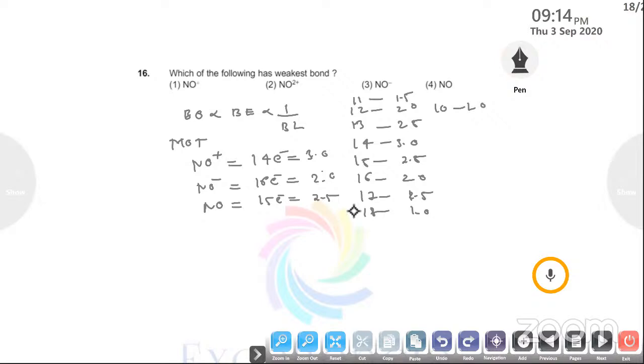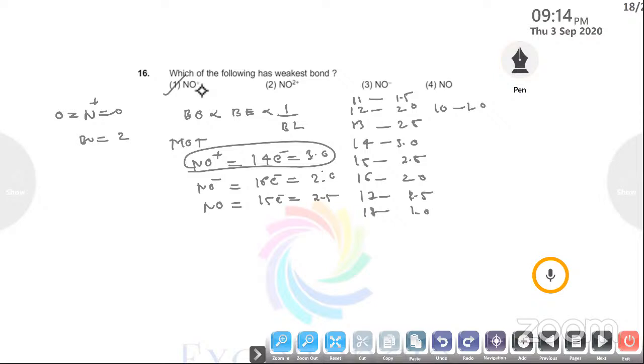Now how to find here NO plus? The structure is similar to CO2, similar to NO2 plus. So therefore here directly we can write the bond order is 2, right? Now you can predict here by seeing this relation: bond order is directly proportional to bond energy. So which one has the highest bond order, students? NO plus, right? Therefore we can select this answer, NO plus.